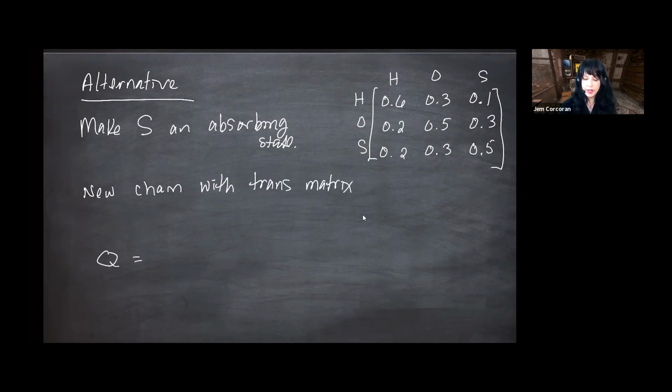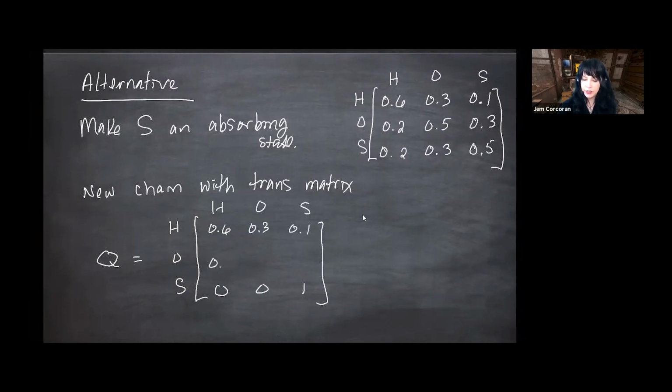So we've got happy, okay, sad. We're just going to make it the same as the P matrix, but we're going to make sadness an absorbing state, which means that our last row here is going to be 0, 0, 1. Once he's sad, he's always sad. And then I'll fill in the rest: 0.6, 0.3, 0.1, 0.2, 0.5, 0.3.